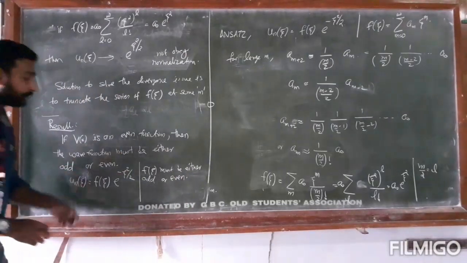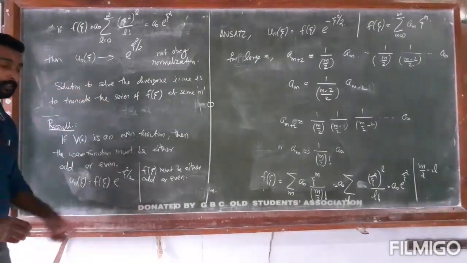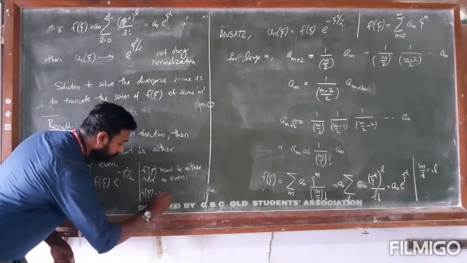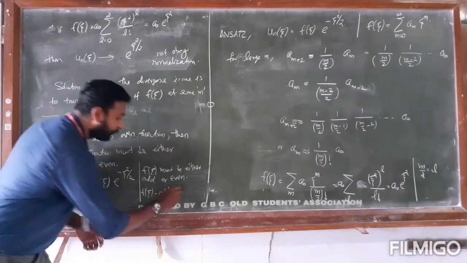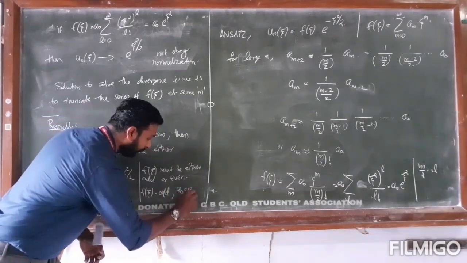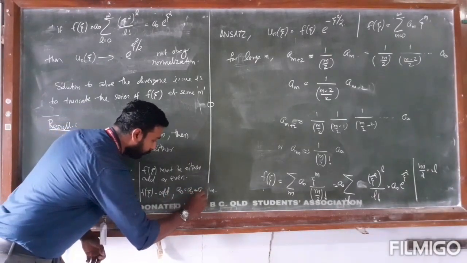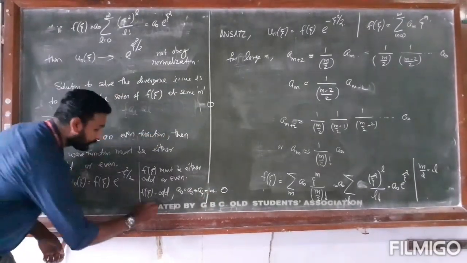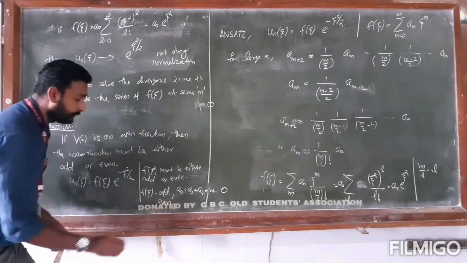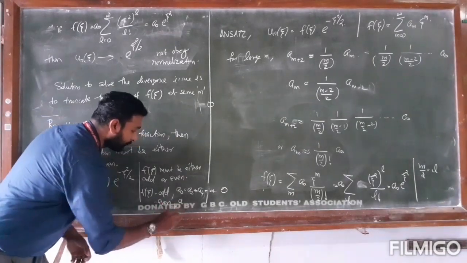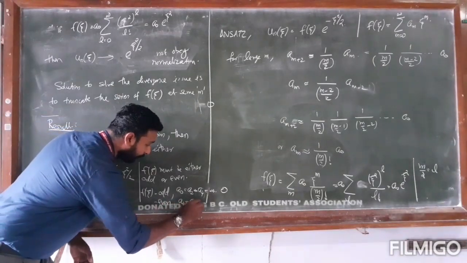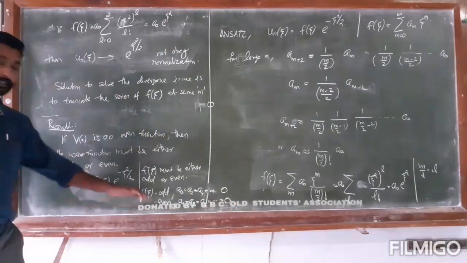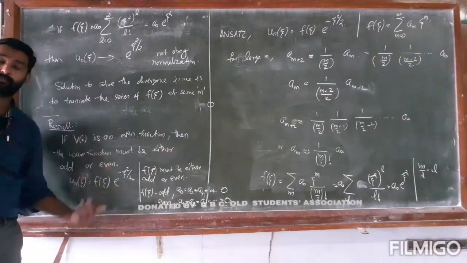Okay, so if f of theta is an odd function, then your a0, a2, a4, etc. must be 0. And if f of theta is an even function, then the terms like a1, a3, a5, etc. must be 0. So this is an additional condition for f of theta.